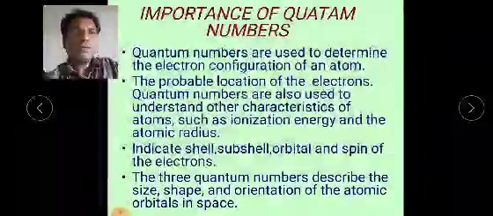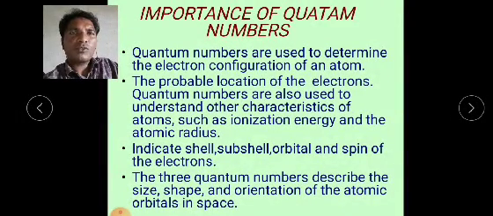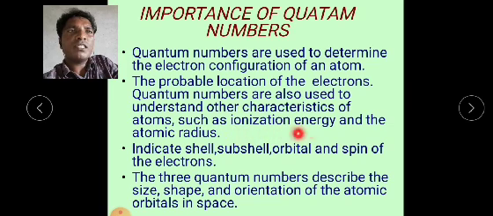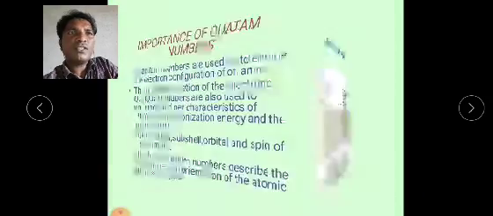So now, the importance of quantum numbers. Quantum numbers are used to determine the electronic configuration of an atom. Quantum numbers also locate the electrons. They are also used to understand other characteristics of atoms such as ionization energy and atomic radius. They also indicate shells, subshells, orbitals and spin of the electrons. The three quantum numbers describe the size, shape and orientation of an atomic orbital in space.